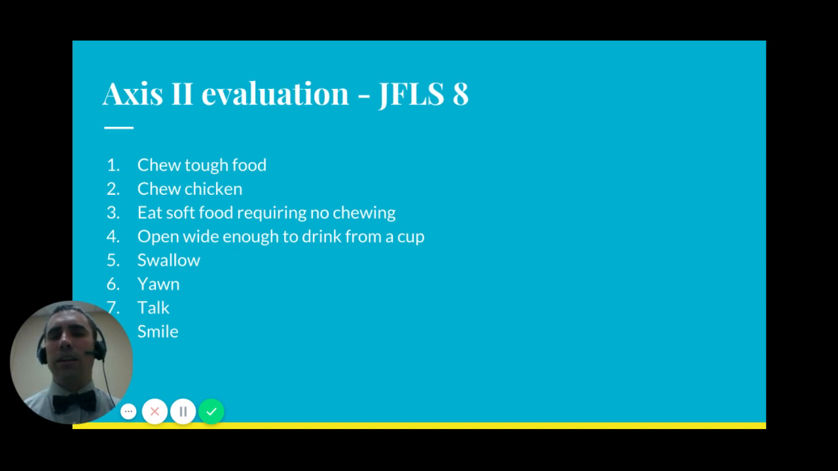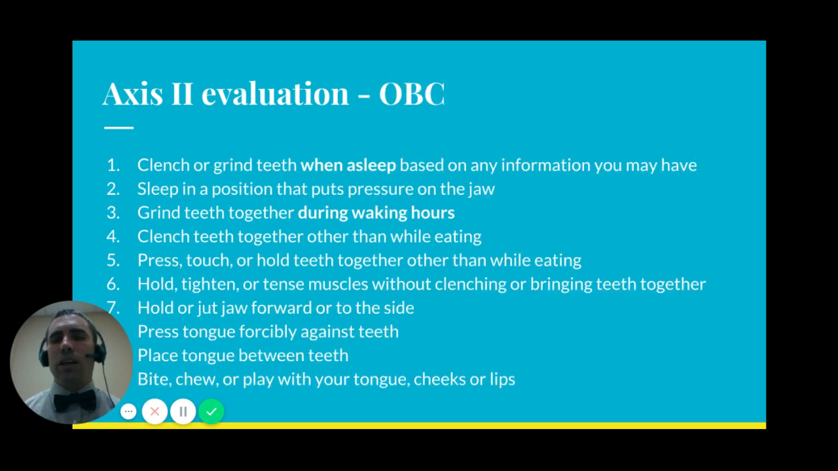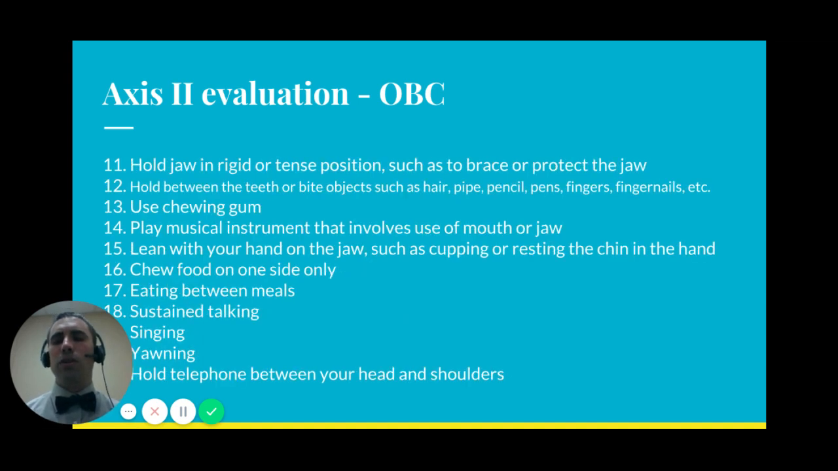As you can see here, the JFLS 8 addresses common areas of functional limitation that patients with TMD can have. As you can see here, the oral behaviors checklist has several other areas addressed that the JFLS does not. This does not address chewing hard foods, as the JFLS does, but has many parafunctional activities, which are activities of the jaw other than eating, speaking, drinking, and breathing. These are the rest of the 21 questions of the OBC.